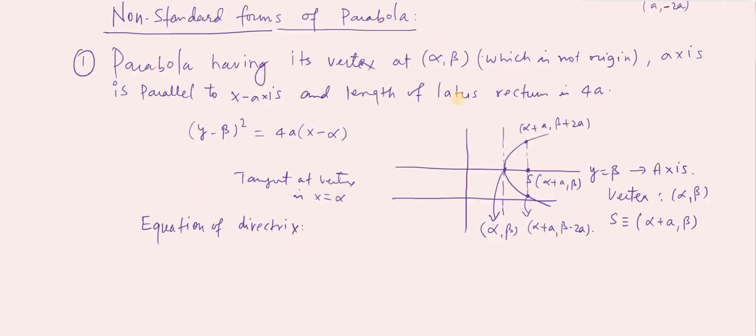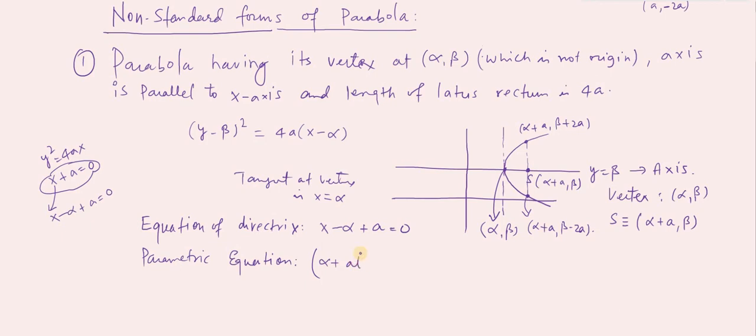Equation of directrix. In the case of y square is equal to 4ax, the equation of directrix was x plus a is equal to 0, if you remember. So in this case what we need to do, just replace x with x minus alpha, so it will become x minus alpha plus a is equal to 0. So equation of directrix in this case is x minus alpha plus a is equal to 0.